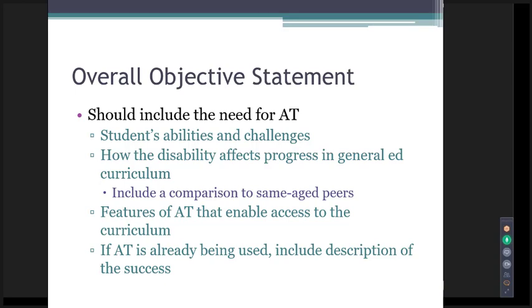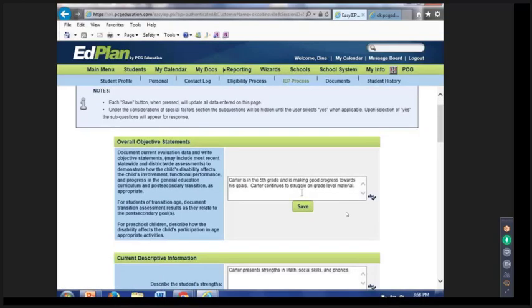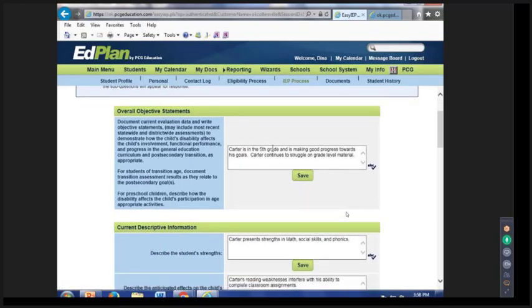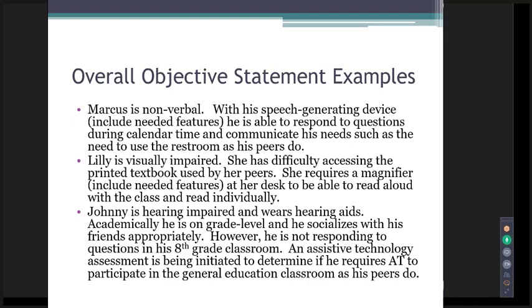So again, here's a screenshot of the overall objective statement, and flipping back to OKEdPlan and my test kiddo. This does not have information related to AT. This is just a test box here, but you would include that information in that box. And I have a couple of samples. And I'll be honest, this was pretty hard to just make up information about, so don't hold me to these examples. I tried my best to give some different types of assistive technology categories and how you might write these.